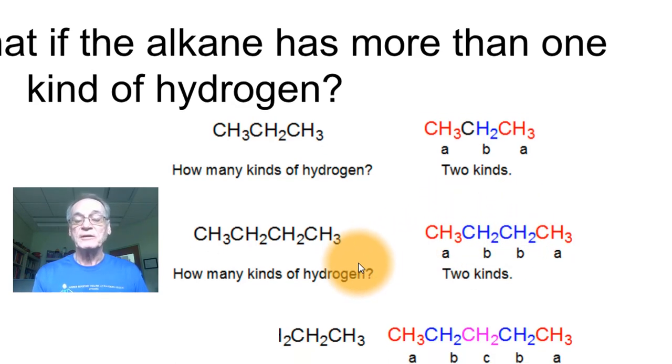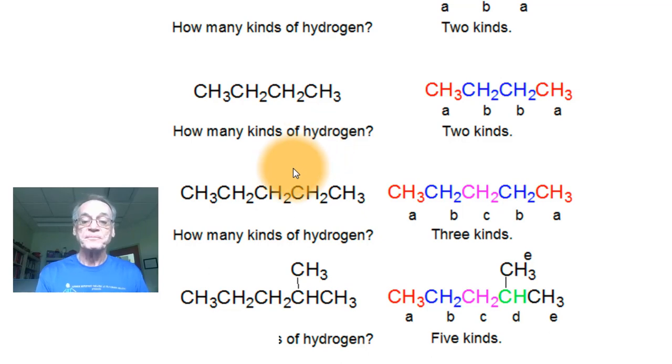So it seems easy enough, right? Well, let's throw a monkey wrench in. So here's pentane. So how many kinds of hydrogens in pentane? Well, now we have a question. Clearly the CH3s are the same as each other, so that's one kind. And the CH2s are not the same as the CH3s, so that's another kind, right? Well, here's a question. Is that kind of CH2 the same as that kind of CH2?